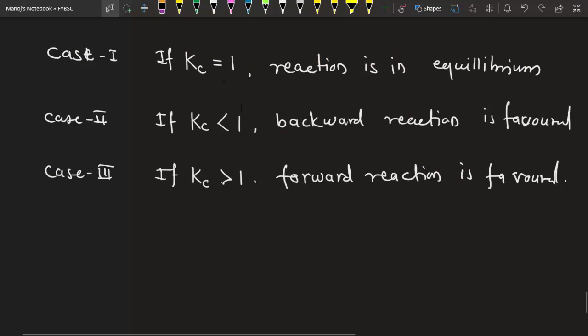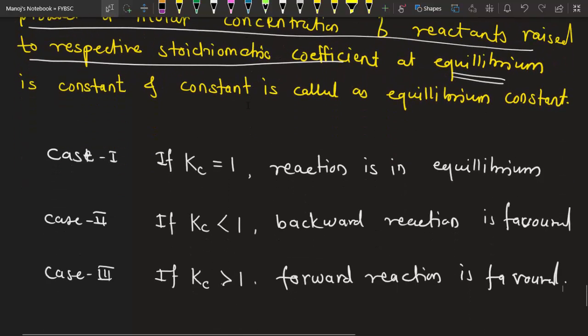If Kc is equal to 1, it means that Kf is equal to Kb. If it is less than 1, it means that Kf is smaller than Kb, so the backward rate constant is higher. And if it is greater than 1, it means that Kf is much higher than Kb.